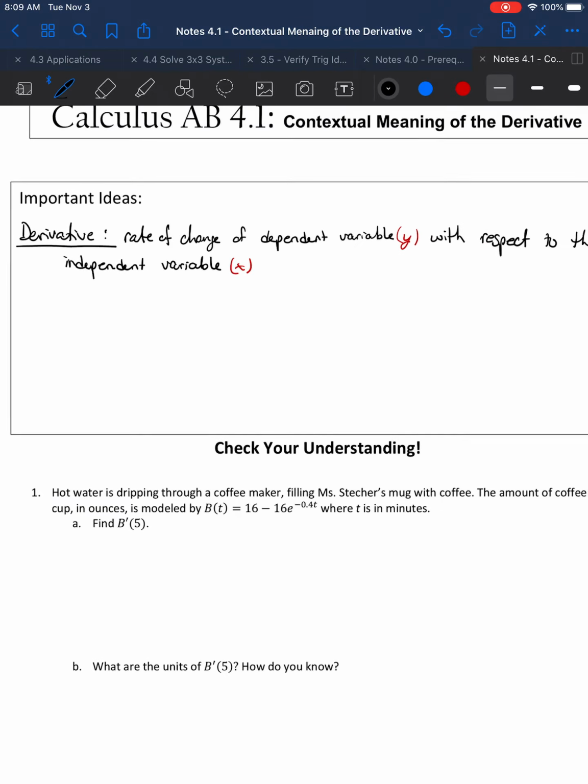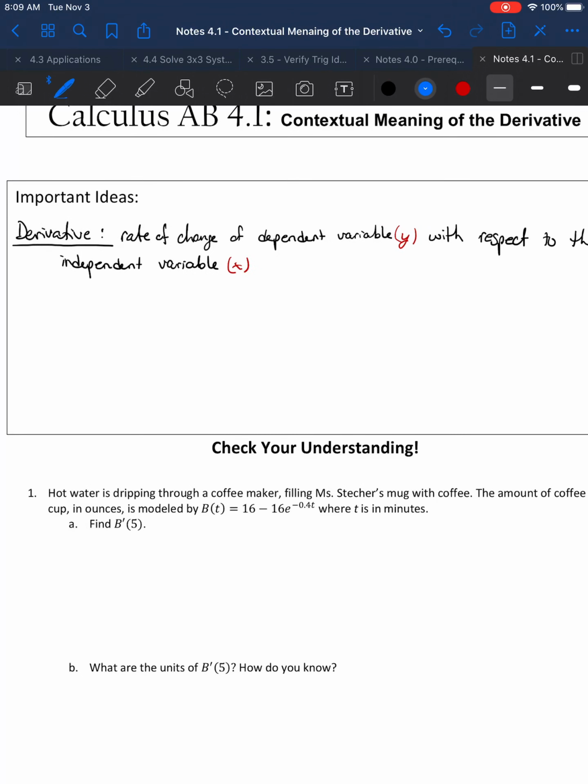So, rate of change of the dependent variable y with respect to the independent variable x. So, change in y over change in x essentially is the derivative. Now, granted, when we are taking the derivative, we're wanting the instantaneous rate of change. So that's when we did the derivative as the change became 0. Average rate of change is your straightforward slope formula.